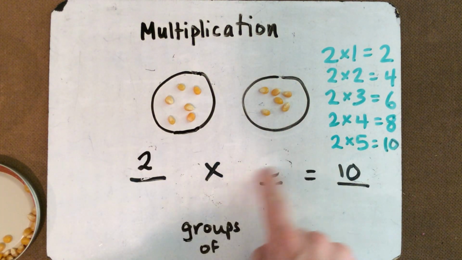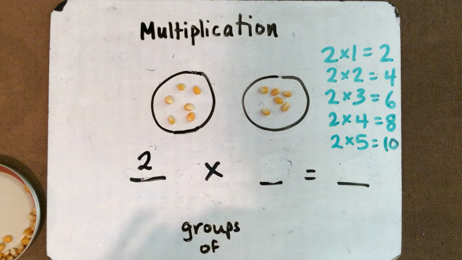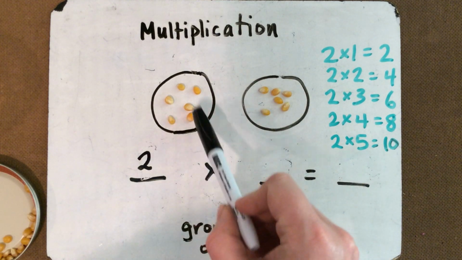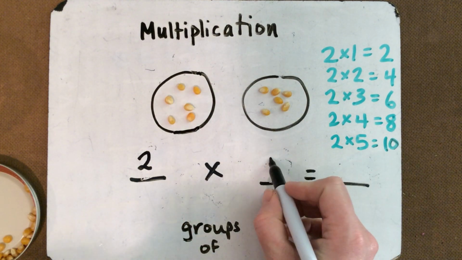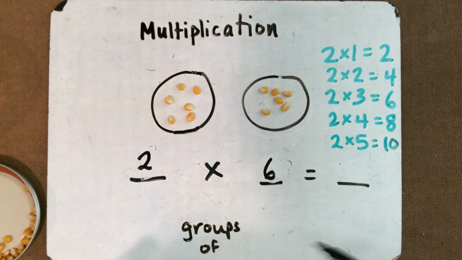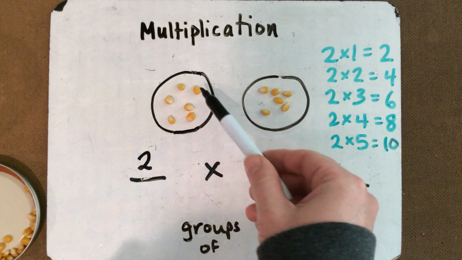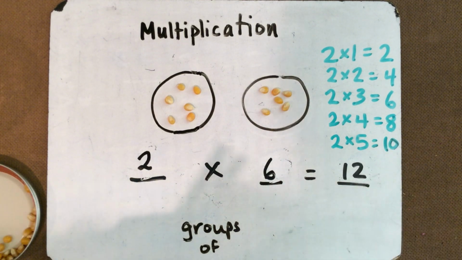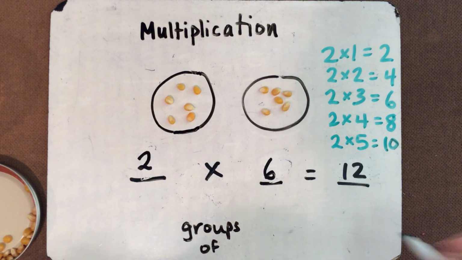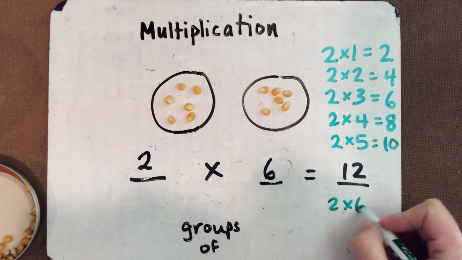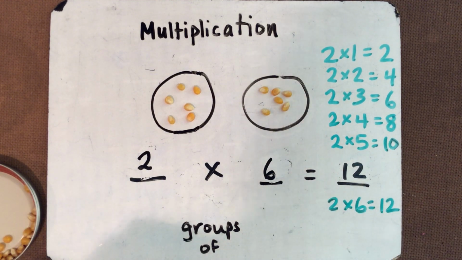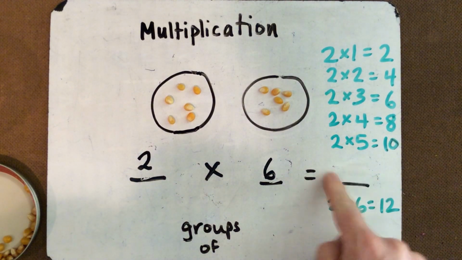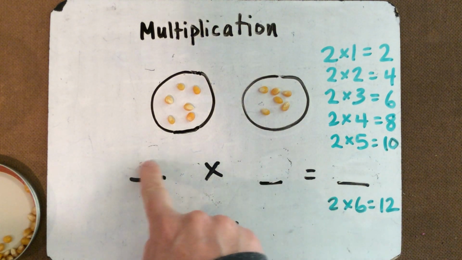So now I have 2 groups of, how many have I got in each circle this time? 1, 2, 3, 4, 5, 6. 2 groups of 6. 6 plus 6, or add them up. 1, 2, 3, 4, 5, 6, 7, 8, 9, 10, 11, 12. 2 times 6 equals 12. Okay, keep going. So this is just the 2's.